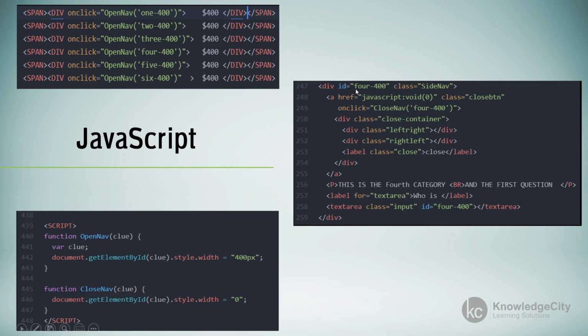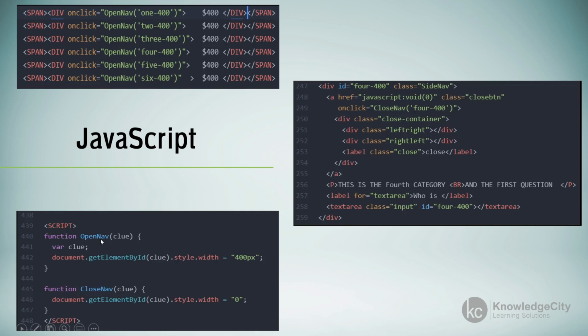When we get down into the code that we just looked at, we are saying, okay, I'm in the fourth category and the first clue, so I have my ID, and this becomes important. The reason why we have to have IDs is because we have to let the JavaScript know which window we are wanting to open. When the user clicks on the dollar value, the open nav function takes place. And if you looked at the JavaScript, which begins with the word script and ends with a close script tag, we have two basically identical functions. One is called open nav, the other is called close nav.